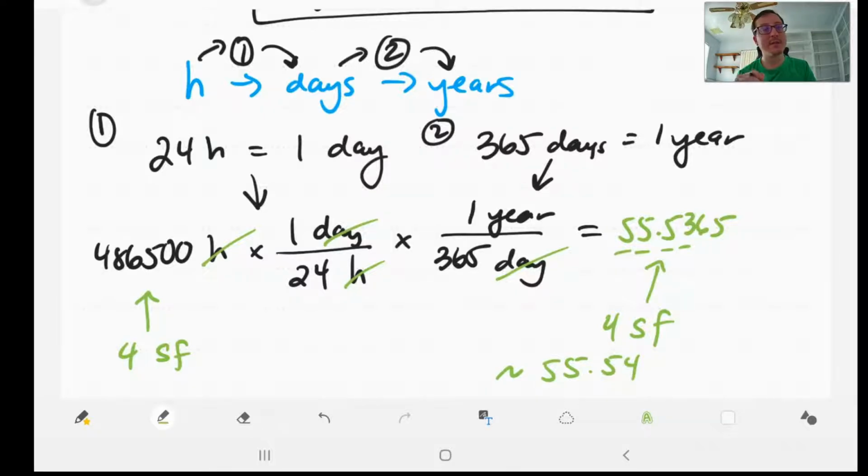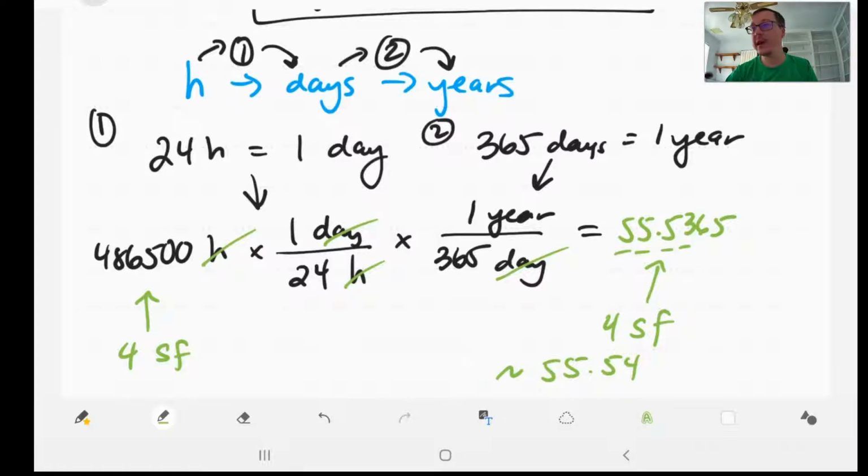So there's two parts to this one. We had to do the unit conversion and then apply sig fig rules. And that was the tricky bit to this one. Does that clarify that a little bit? Yes, thank you. Cool.